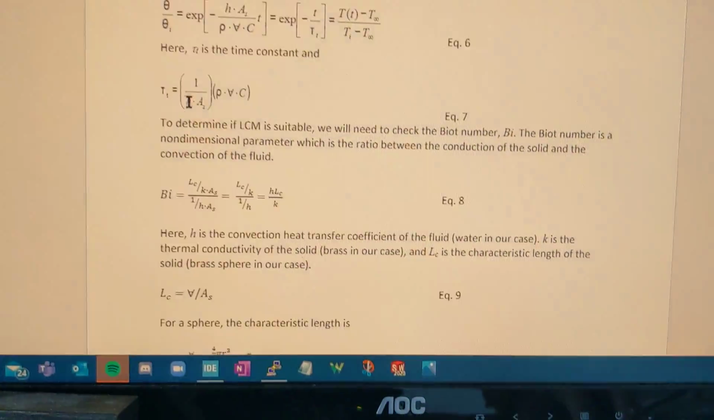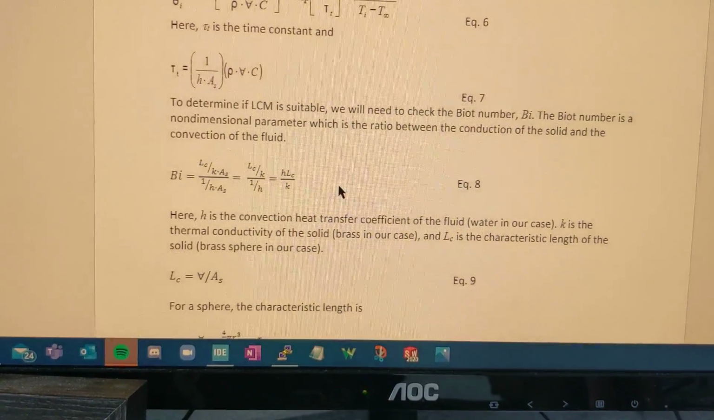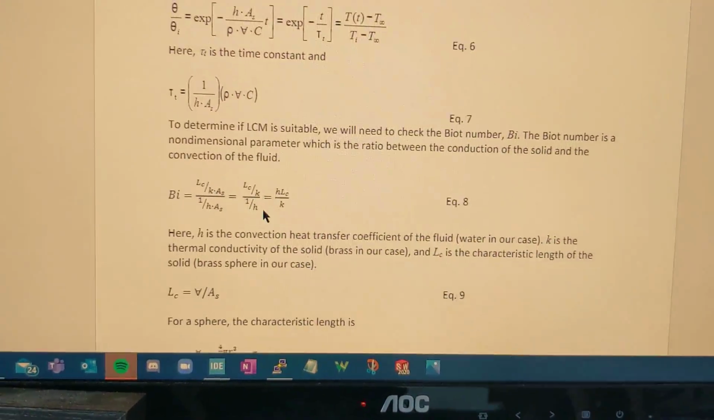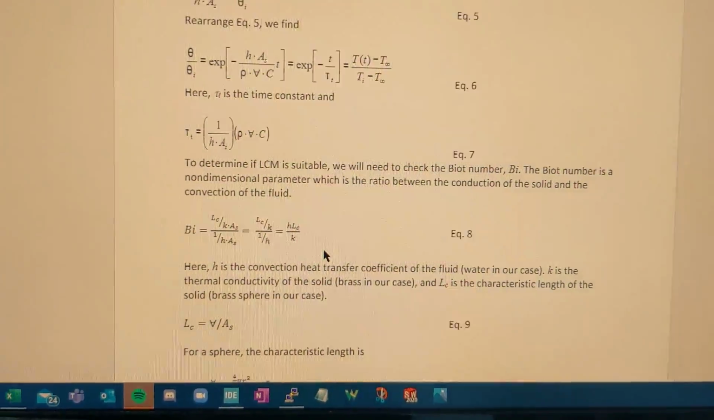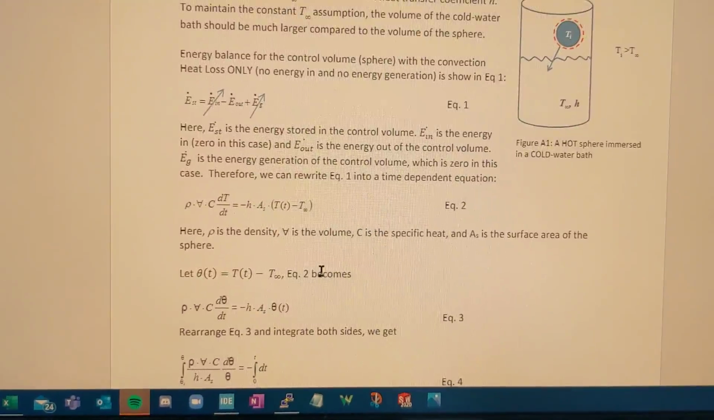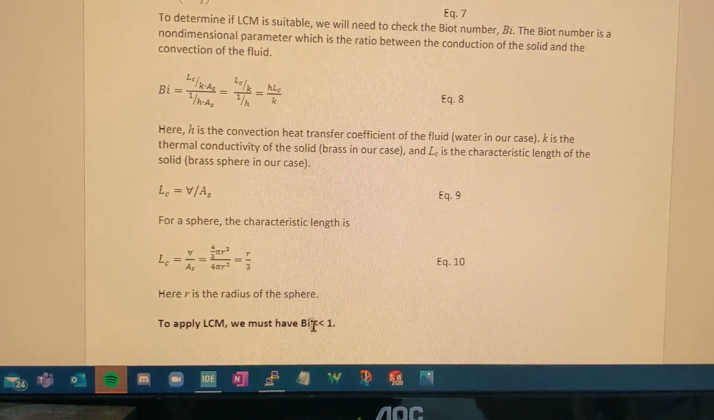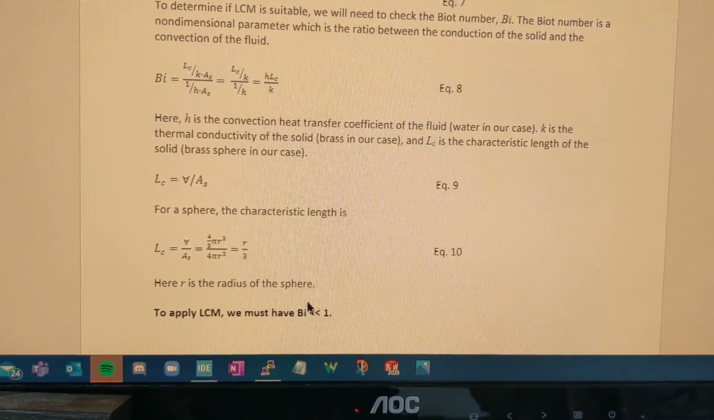And then afterwards, we also need to verify that our system satisfies the lump thermal capacitance criteria, which is that it has to be less than 0.1. This is just an error in the sheet.